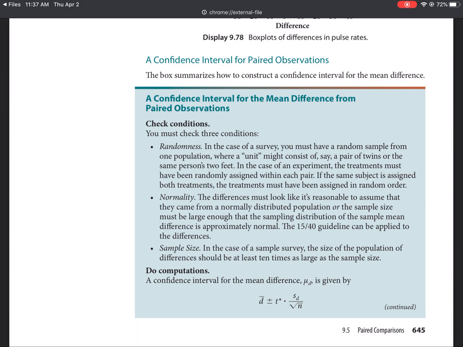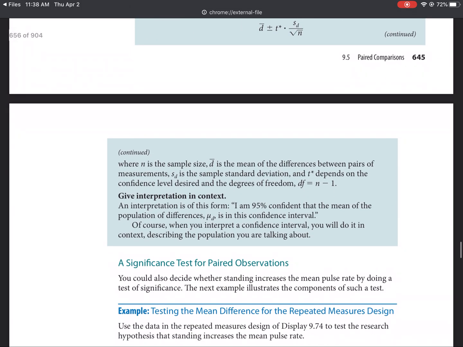Normality. You are checking that the differences between the data are actually normal. Not that each separate sample is normal, that the differences are normal. And then finally, same with the sample size as last section. If it's a survey, the size of the population should be 10 times larger than the sample. For notation, we like to use D rather than X bar. Okay, so we'll be using D bar to represent the average difference.